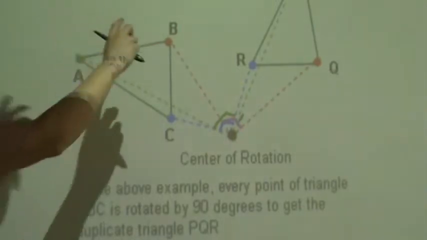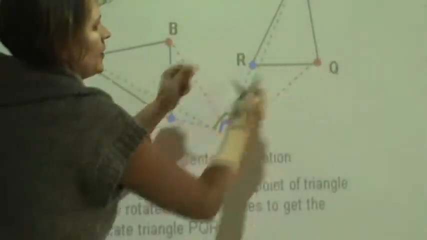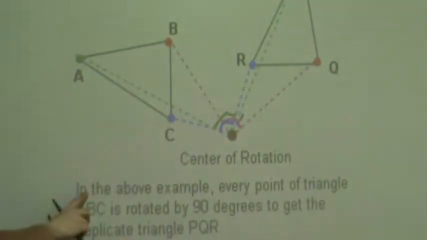So in your head, you're visualizing, if I turn this whole thing 90 degrees, that's what it would look like. Down here it says, in the above example, every point of the triangle ABC is rotated by 90 degrees to get the duplicate triangle PQR.